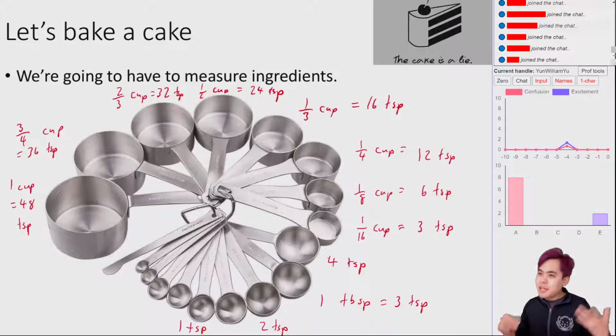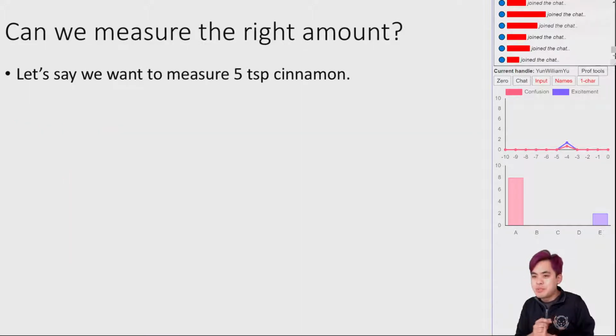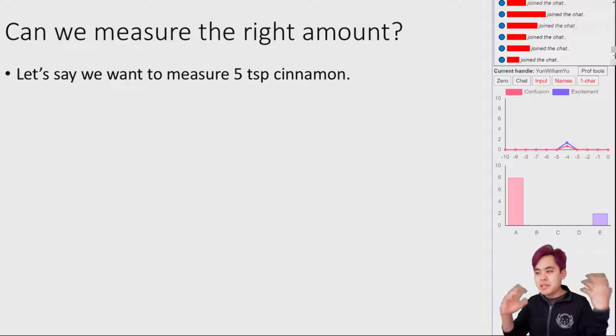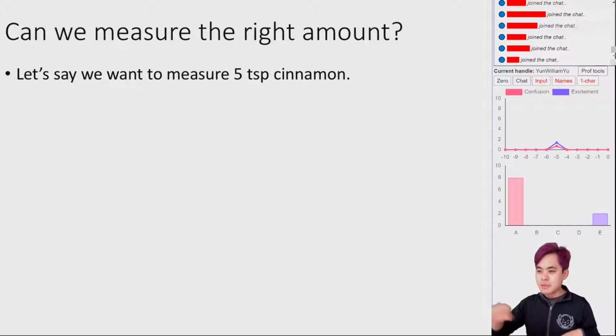Okay, now I lied. We're not actually going to bake a cake because we're in virtual right now. But let's say we want to measure 5 teaspoons of cinnamon. Now, can we measure 5 teaspoons of cinnamon? Obviously, if you have the 1 teaspoon measuring cup, then you can clearly measure 5 teaspoons of cinnamon. You just take the measuring cup and do it 5 times, right? So that's not too hard.